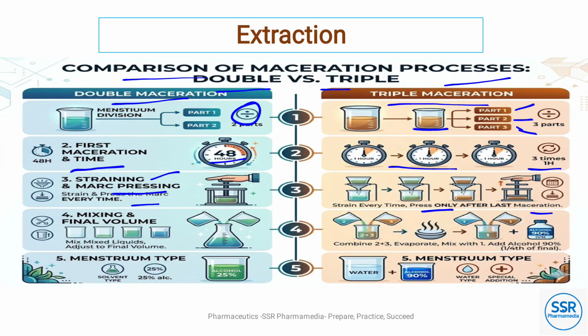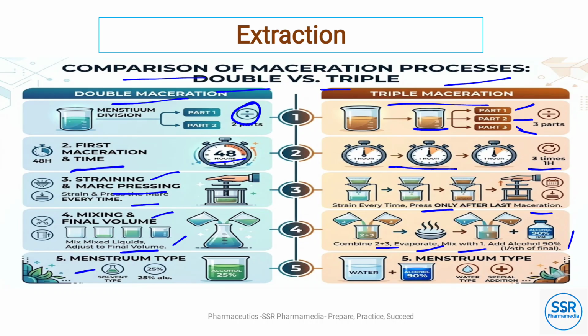So next is the mixing and final volume of the extraction process. Here we mix the liquids and adjust to the final volume. The important point is to adjust to the final volume. But here we combine the 2nd and 3rd parts of the maceration, evaporate, and mix with the first part, and add alcohol 90%, 1/4 of the final.